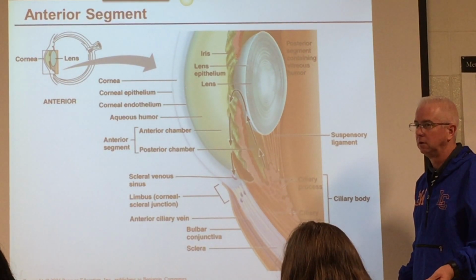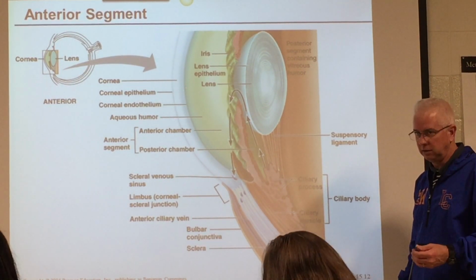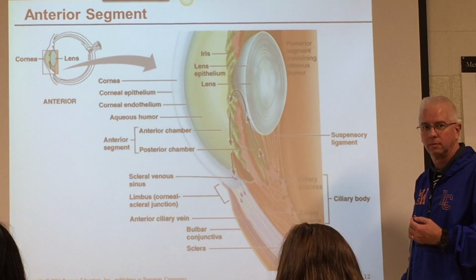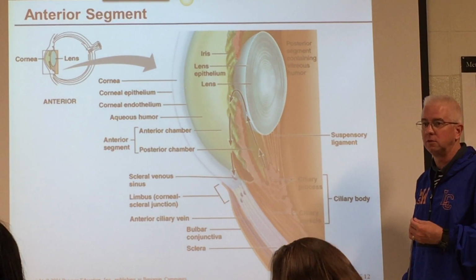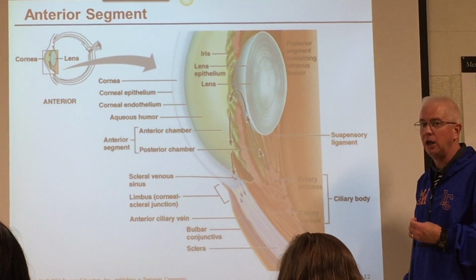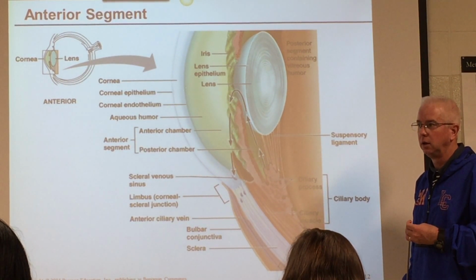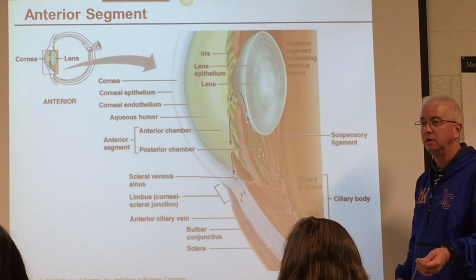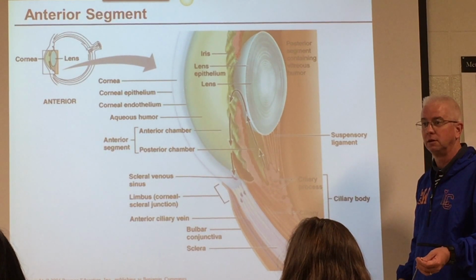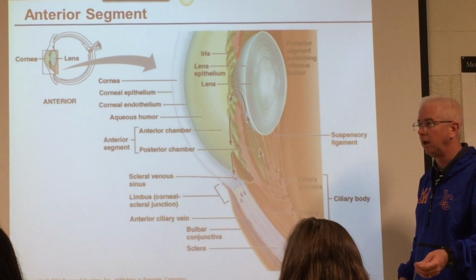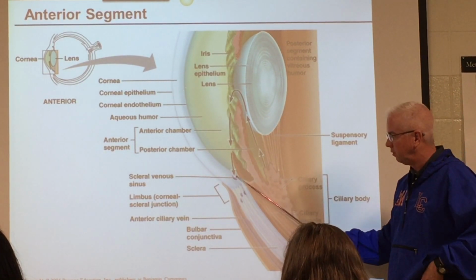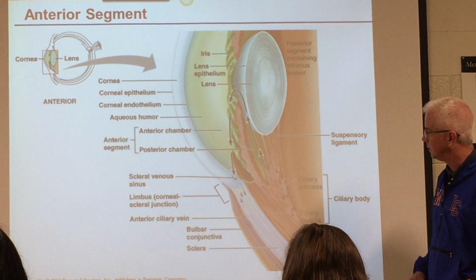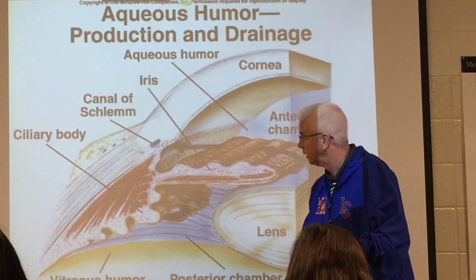What happens if the sclerovenous sinus does not drain aqueous humor properly? Pressure in the eye builds up. It's called intraocular pressure, or IOP, in the clinic. And what is the clinical condition? Glaucoma. Yeah, glaucoma. So everybody gets tested for the function of the sclerovenous sinus whenever you go and get your eyes examined. All right.